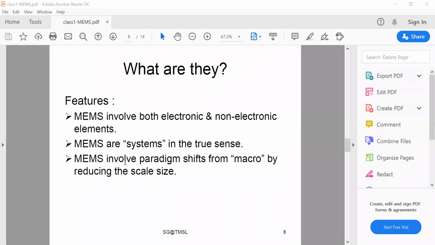Finally, some MEMS involve large arrays of microfabricated elements, for example uncooled infrared imaging devices, and both reflective and refractive projection displays. So various elements are present which use this MEMS concept.